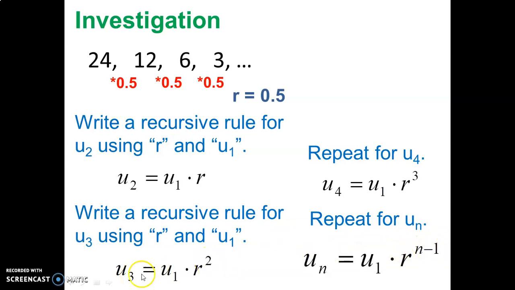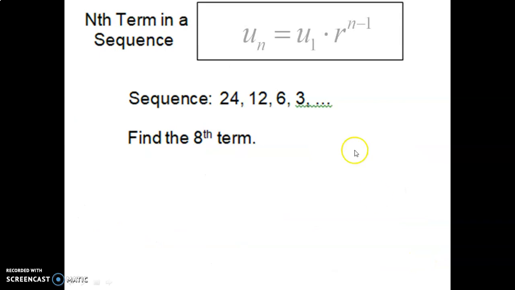And the reason it's 1 less is because if we go from u1 to the third term, for example, to go from 1 to 3, there are 2 jumps, or 2 multiplications of r, so 2 jumps there. Okay, so that's our general rule. Key rule, that is our main rule to begin geometric sequences. And let's put it in here one more time. There's the rule. And let's see if you can just solve this problem here.